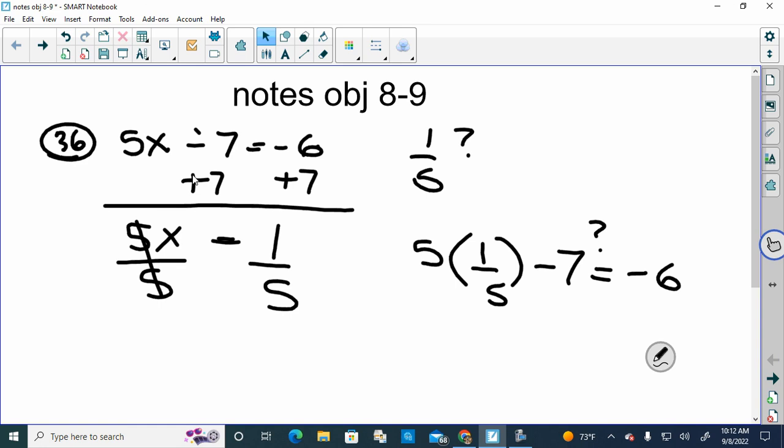All right, so if I were doing order of operations in this, I would do the multiplication first. Right now it's opposite of what we just did. Okay, what's going to happen with 5 times 1/5?